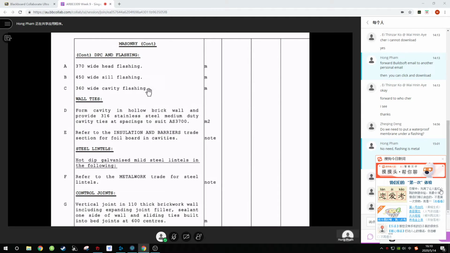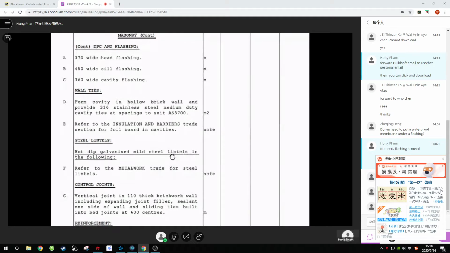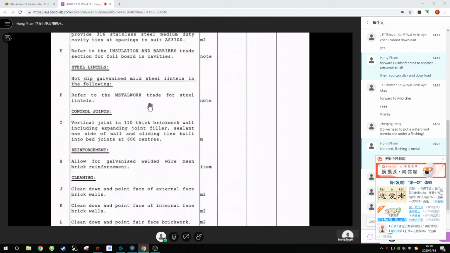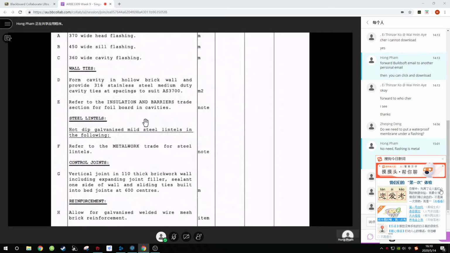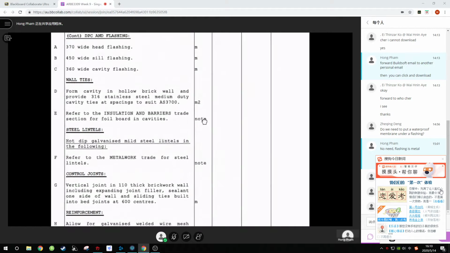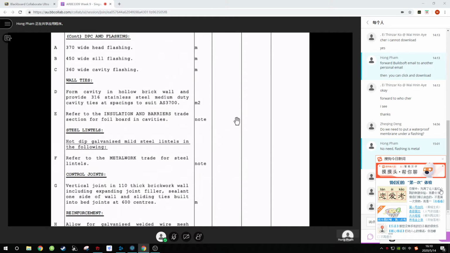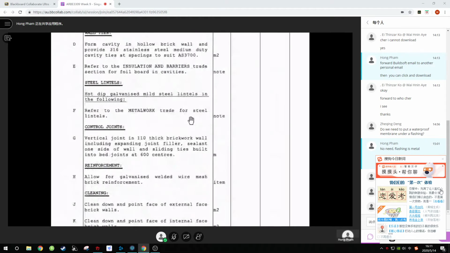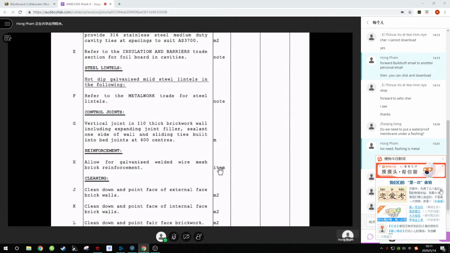Okay, you have wall ties, to form cavities in hollow brick walls. Remember we add together and divide by 2. And steel lintel is not measured in this trade, so we put a note. You know what is the difference between notes and other items? A note has no costing, it's just a note. But other items must have a costing.